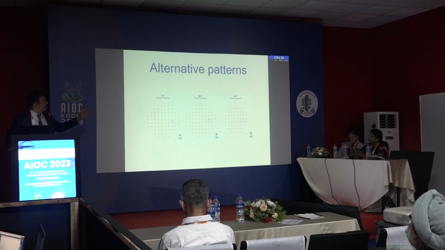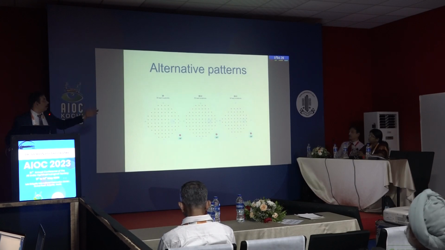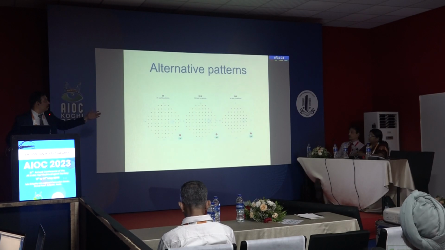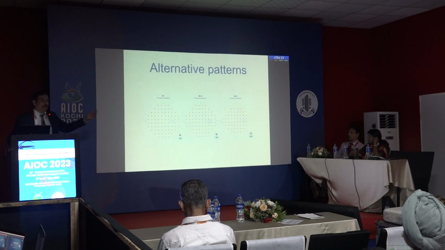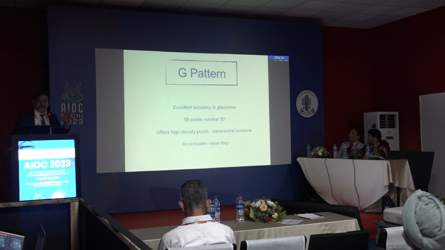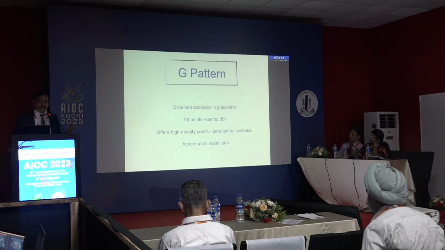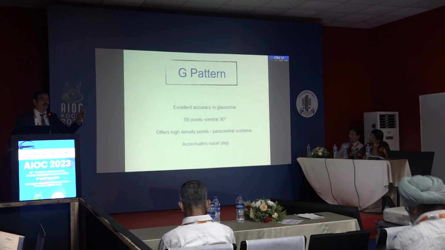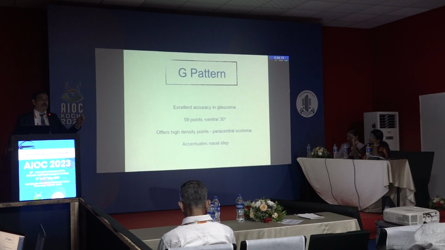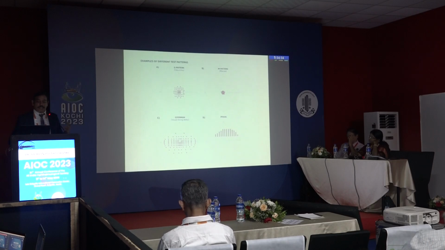And of course, there are other alternative patterns with different numbers of test locations. You have the 32-2 with 76 locations and the 24-2 with 54 locations. But the 30 G pattern is 30 degrees with 59 points tested. The central areas are also focused more so that we don't miss anything. The papillomacular bundle area is also picked up very well. Then of course these are the other test patterns other than the G pattern.